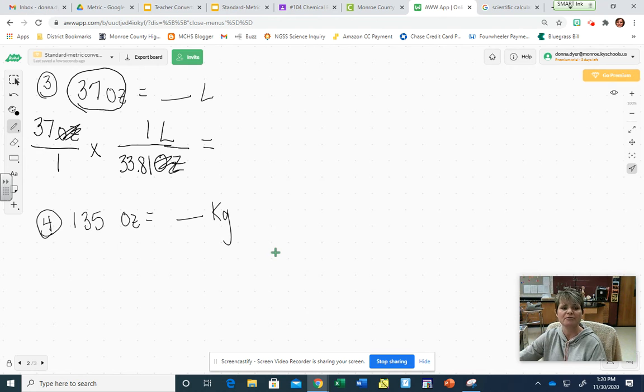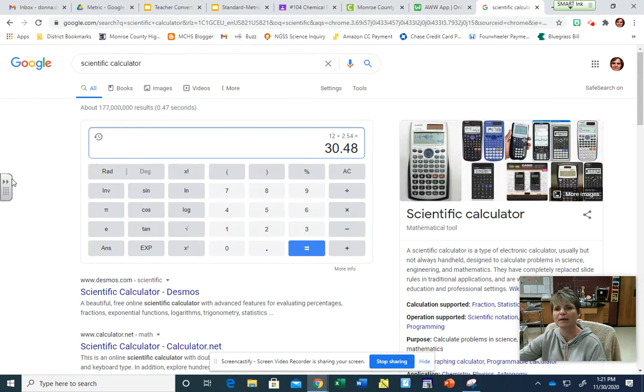Multiply across the top. 37 times 1 is 37. And again, I still have that liter unit. On the bottom, 1 times 33.81 will give me 33.81. Now we're going to divide. 37 divided by 33.81. And again, I'm going to round this to 2 places past the decimal. 1.09, that's where I'm going to stop.